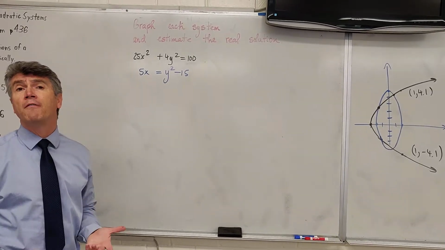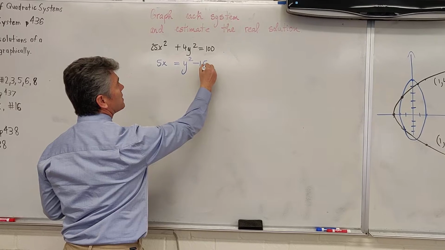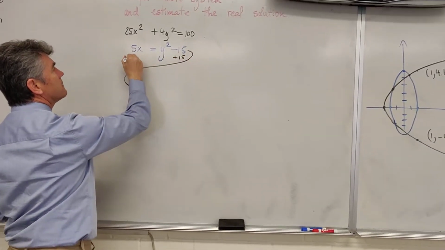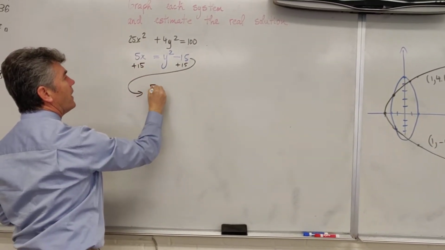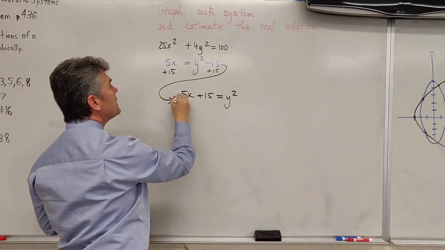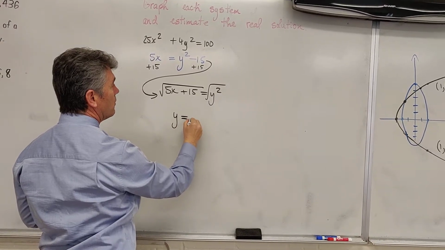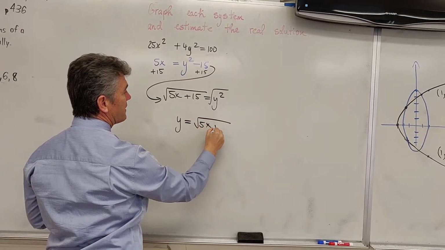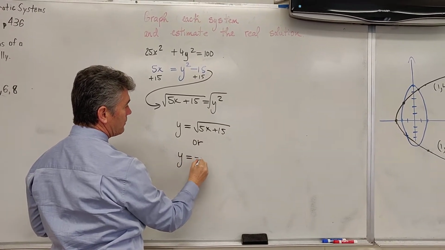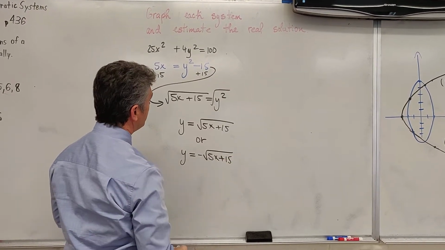What do we do if we have a graphing calculator? We're going to start with the second equation here. It's easier to solve. We're going to add 15 to both sides. And so we have 5x plus 15 is equal to y squared. We're going to take the square root, and we're going to get that y is equal to square root of 5x plus 15, or y is equal to negative square root of 5x plus 15.